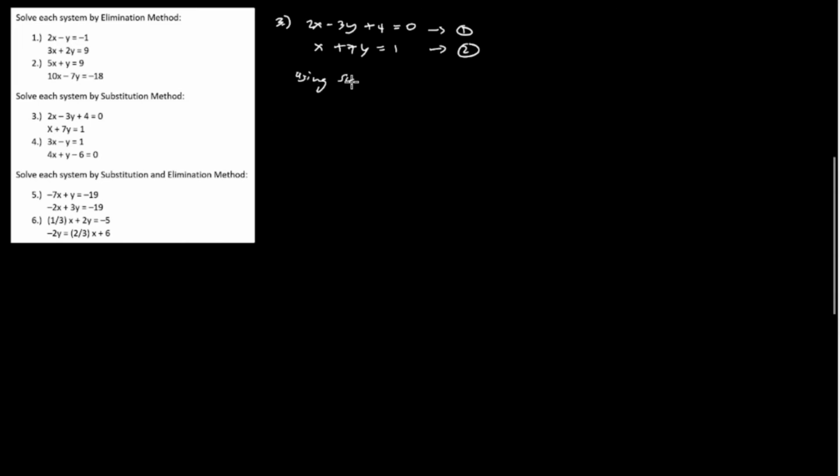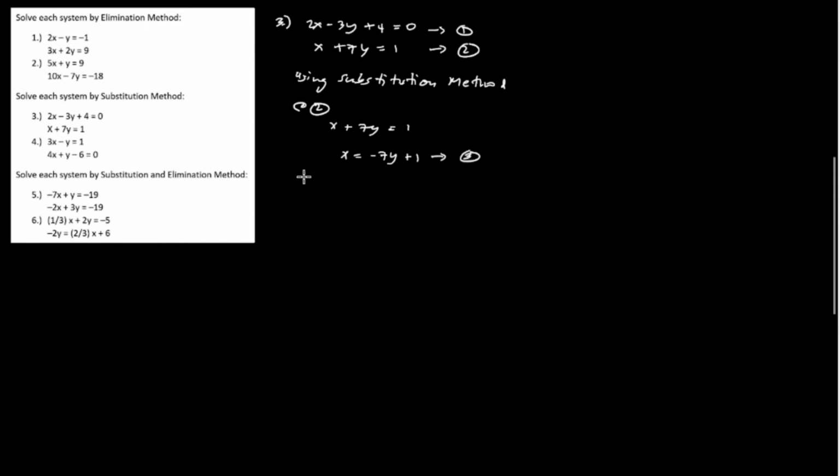Using the substitution method, we will use equation 2 because we can find the value of x without a fraction. At 2, x plus 7y is equal to 1. Find the value of x in terms of y. So x is equal to, transpose 7y to the other side, which is negative 7y plus 1, equation 3.